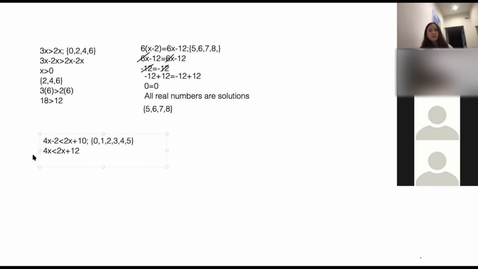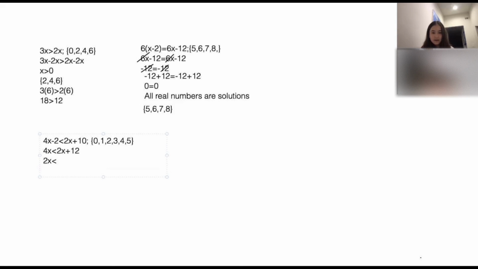And then what would you do here? So you can try subtracting 2x from both sides to move the x to this side, to the left, and then have 12 stay on this side. So then 4x minus 2x would be 2x, and then that would be less than 12.